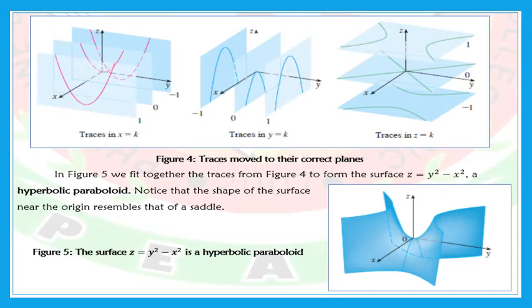So, etong parabola dito, ito yung traces in x equals k. Kung mapapansin niyo meron din parabola dito opens downward. Yan yung sa traces in y equals k. And then, yan yung hyperbola, traces in z equals k. So, pinumbine silang tatlo. So, ang na-form is hyperbolic paraboloid or para siyang saddle.